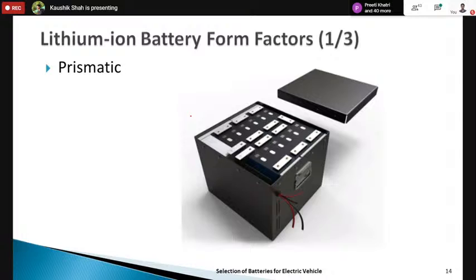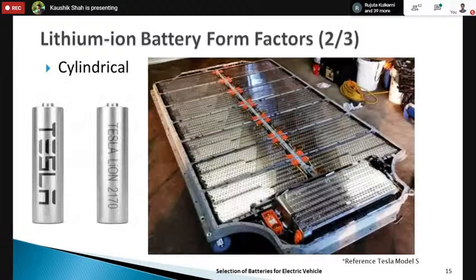Now, let me come back to the form factors. I'm not sure whether this is covered earlier, but there are three types of construction. One is prismatic, another is cylindrical, and the third is pouch. Look at it, this is your one cell. In the prismatic, you put it in the form so that you can create a battery pack. In the cylindrical, you look at this. This is 21700. There are different constructions, 18650, and Tesla has now moved to 46, right?